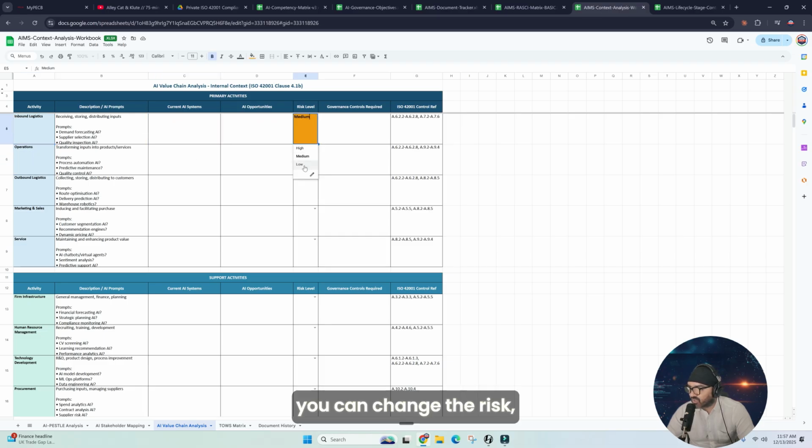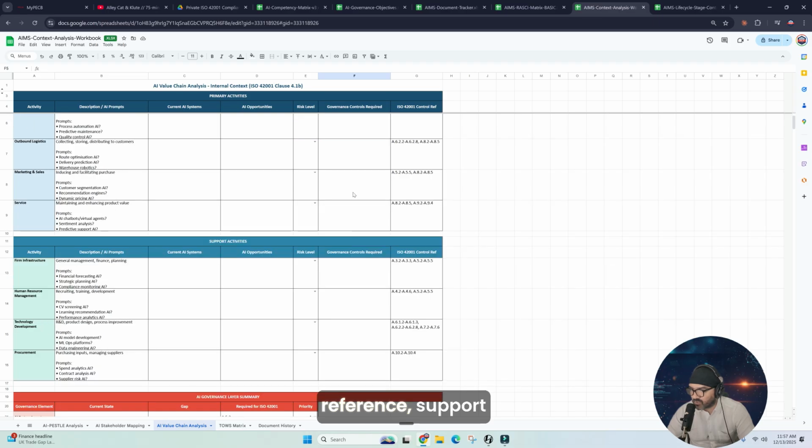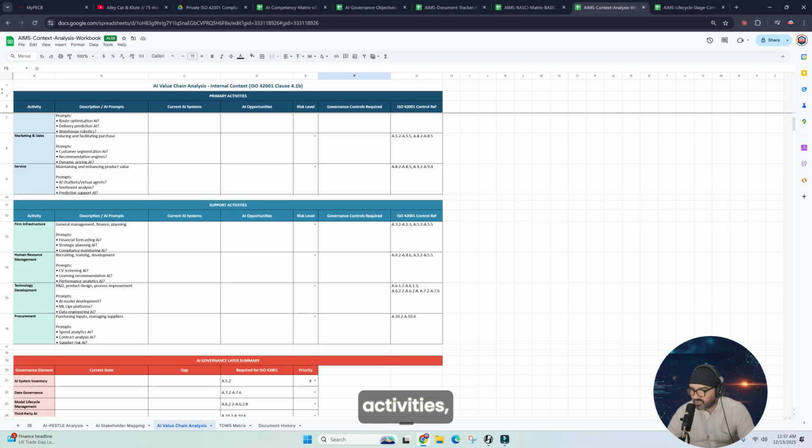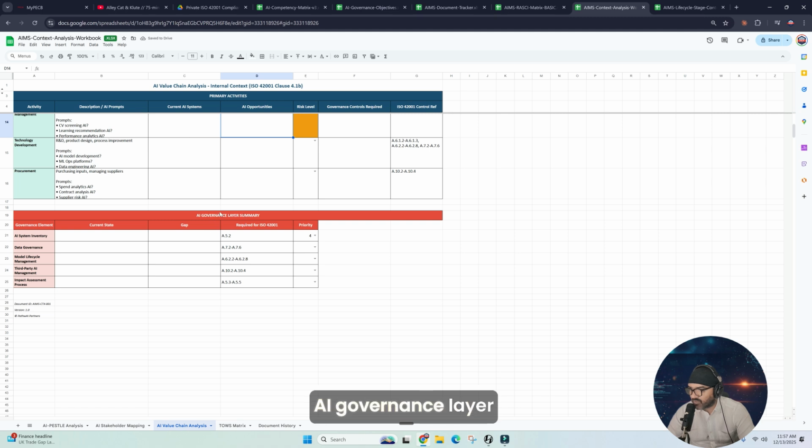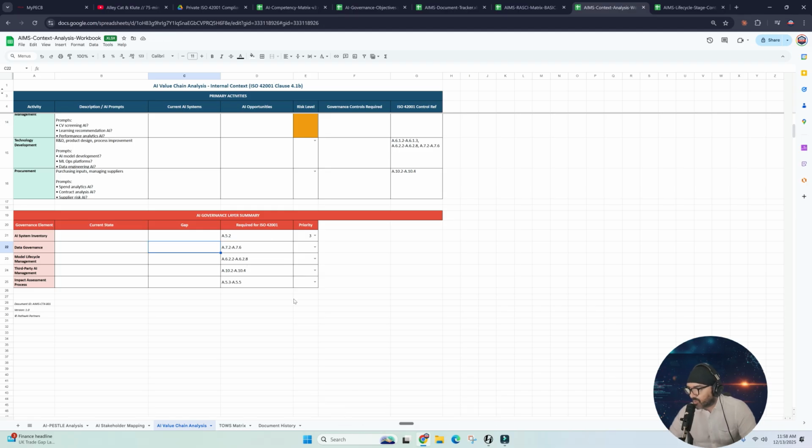You can change the risk there, and the color should change. Governance controls required, and you've got a 42001 reference. Support activities, firm infrastructure, technology development, and the same sort of process applies there. And then finally, AI governance layer summary. Can change priorities 1, 2, 3, 4 for system inventory, data governance, and check it against the particular controls.